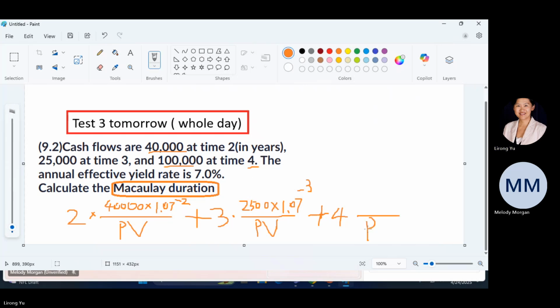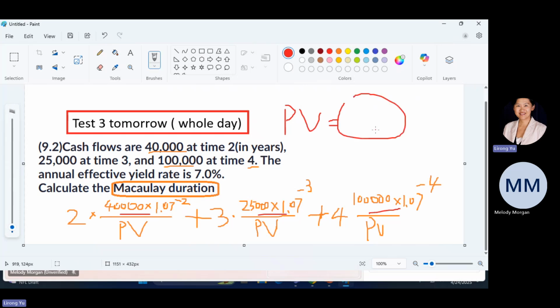So now the total present value has to be the present value of all 3 added together. 100,000, 25,000 multiplied by 1.07 to the power of -4. Okay, and you should know how to calculate the total present value, right? The total present value is supposed to be all 3 of them added together. This, added to this, all added together. It's a big summation in the denominator. So that's how you calculate it.